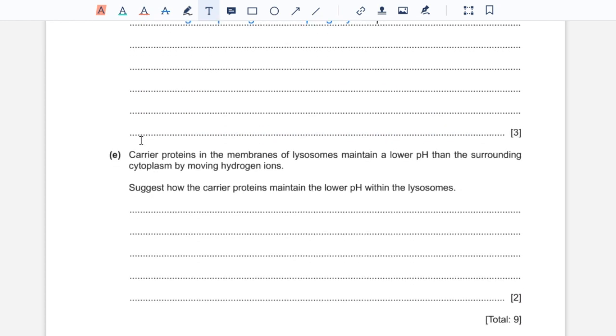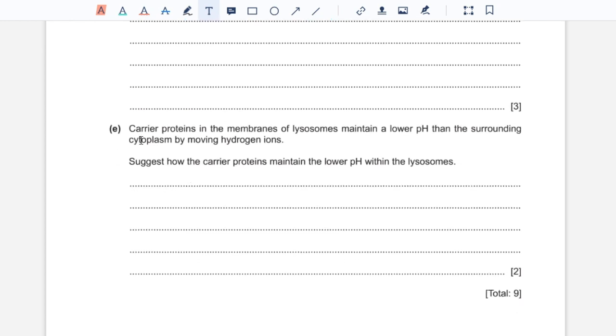E, carrier proteins in the membranes of lysosomes maintain a lower pH than the surrounding cytoplasm by moving hydrogen ions. Suggest how the carrier proteins maintain the lower pH within the lysosomes. Lysosomes already have acidic pH due to having greater hydrogen ion concentration inside than the hydrogen ion concentration outside that is present in the cytoplasm. And to maintain this concentration of hydrogen ions, they have to keep moving hydrogen ions inside, and to do that against their concentration gradient, they have to move them by active transport.